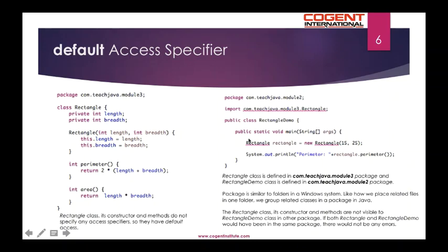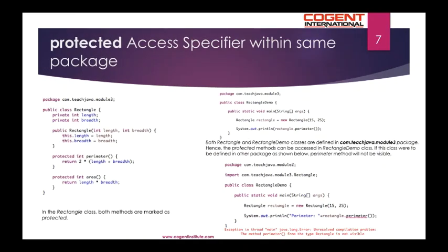Here's a program to illustrate the use of the protected access specifier within the same package. In this rectangle class, both the perimeter and the area methods are marked protected. Both rectangle and rectangle demo classes are defined in the com.teachjava.module3 package. Hence, the protected methods of the rectangle class can be accessed in the rectangle demo class.